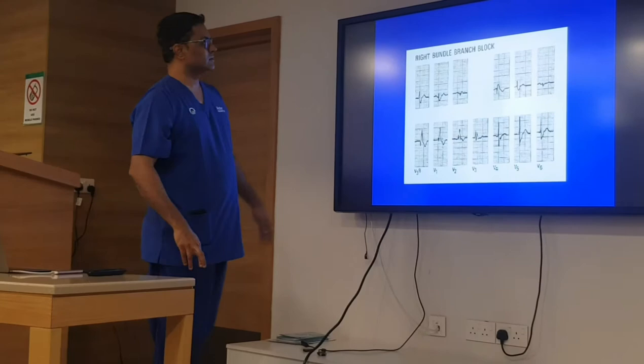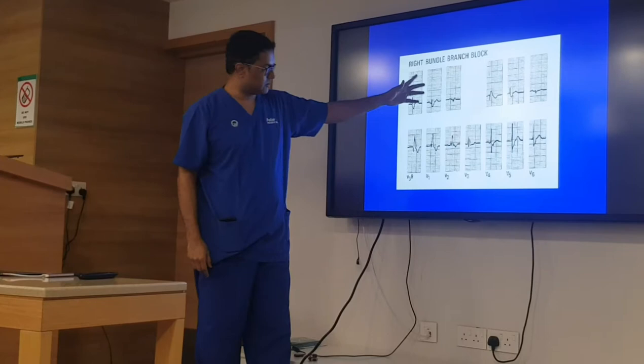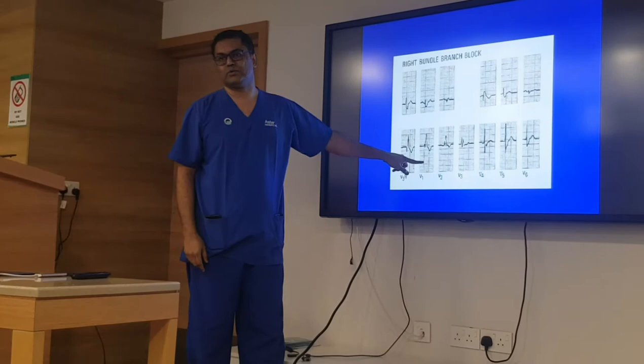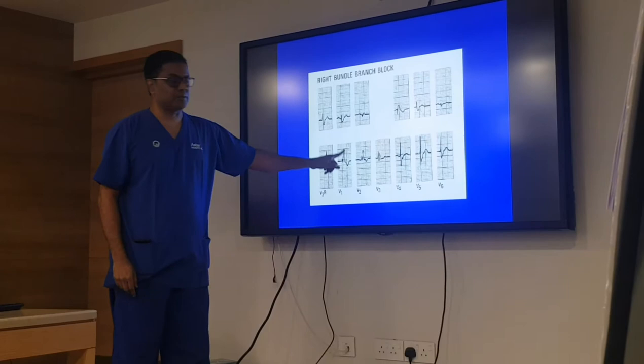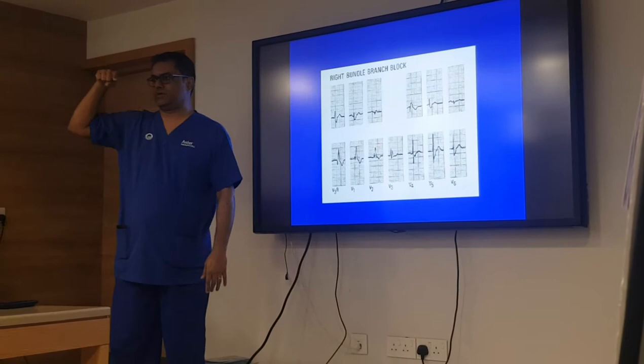Normally, I showed the normal QRS ECG. You had one single stroke, right? In right bundle branch block, you'll get two strokes in the ventricular lead, in V1. So you get a small R wave and another. That's called the RSR pattern, okay? So in right bundle branch block, you'll get two R waves in V1. Normally an ECG only has one R wave.